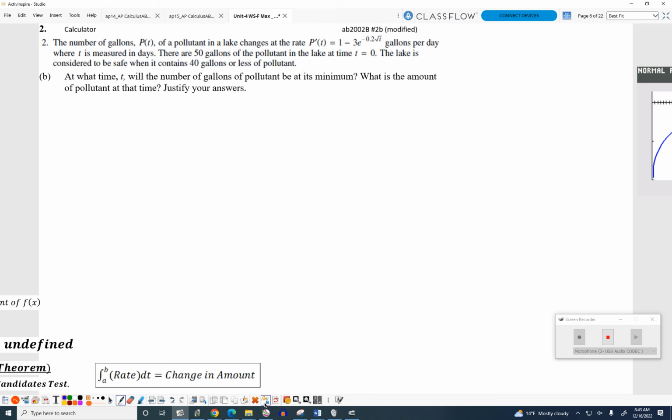So I put on my paper, Christmas bonus for Maddox, he gets 5 points. So we write down amount is P of T. That's being measured in gallons.